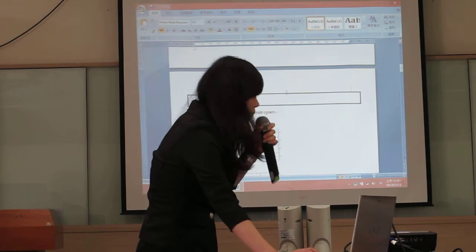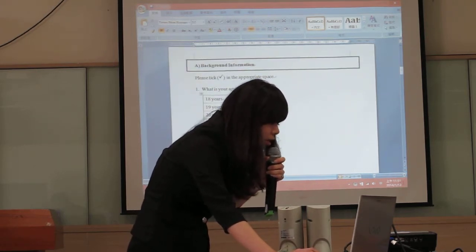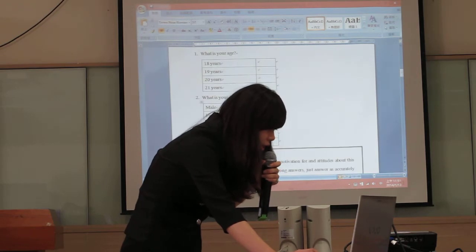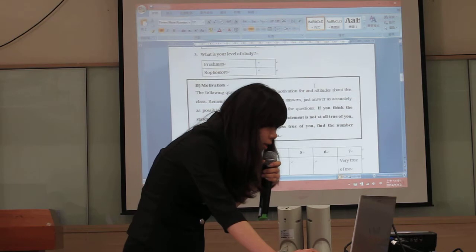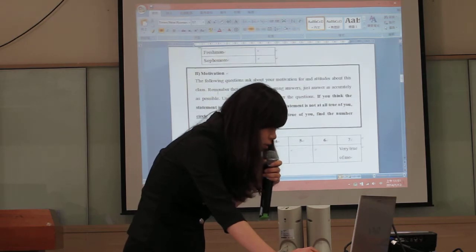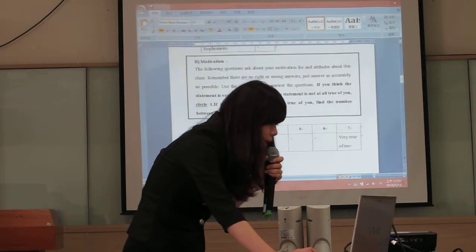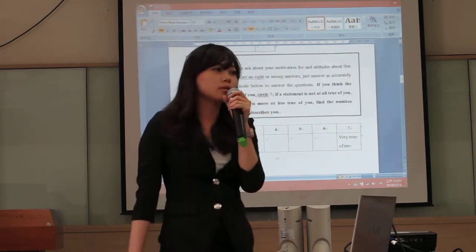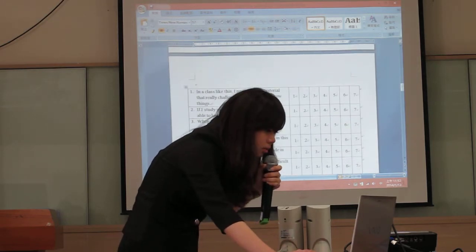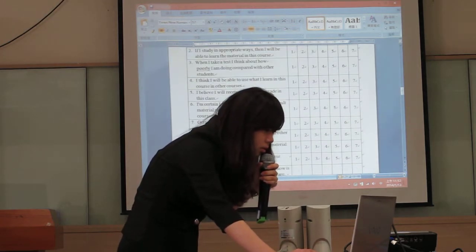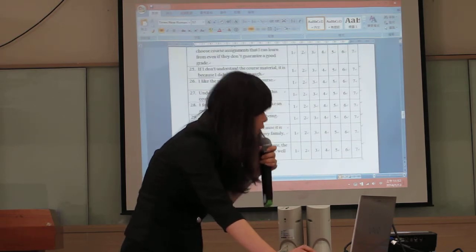The first part is about background information such as their age, their gender, and whether they are freshmen or sophomores. And the second part is the motivation part. This part is adapted from the MSLQ questionnaire, and this part has 31 questions.